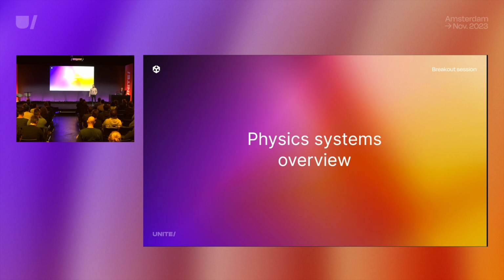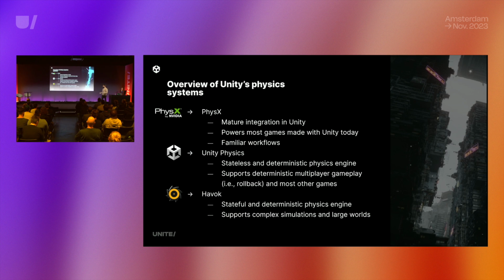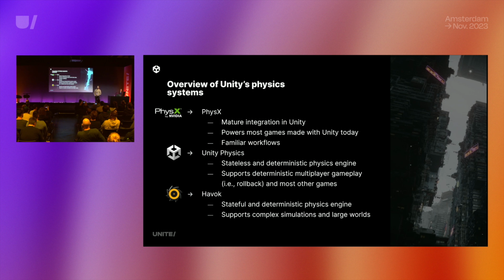So let's first start with a little recap of the different physics systems Unity has right now. So we have three main physics systems. We will start describing a little bit of PhysX, which is our game object-only physics system. It's the regular physics system we have been using for so much time. It's the most major integration of any physics systems Unity ever had, and it's the power engine for most of the games released so far of Unity.